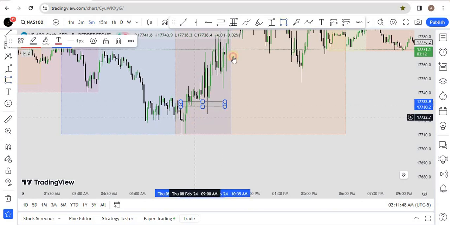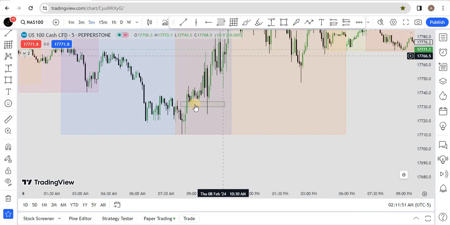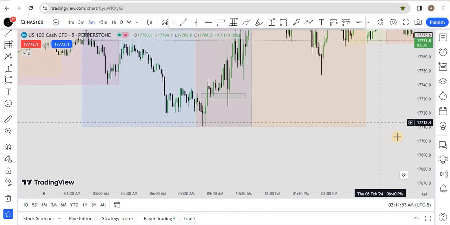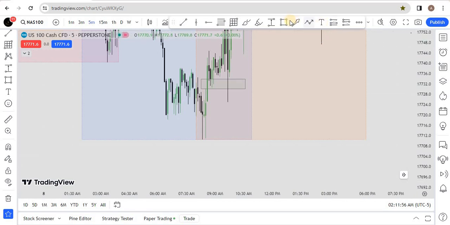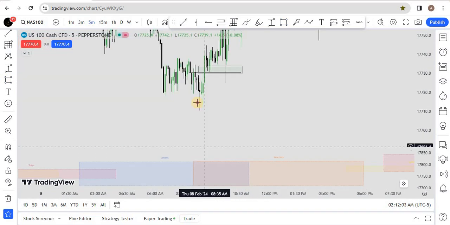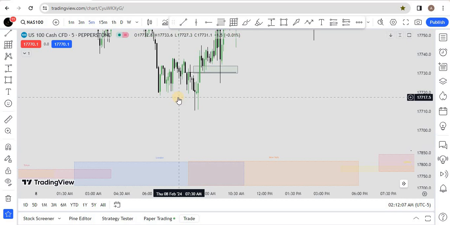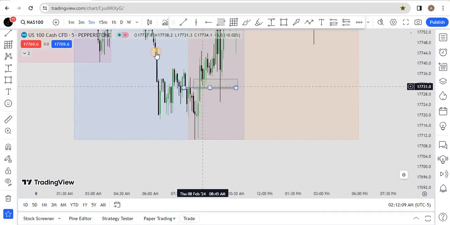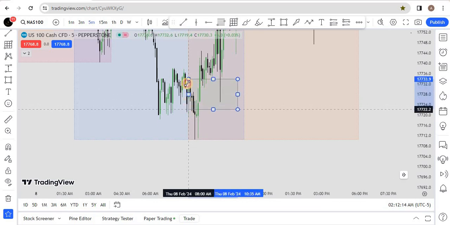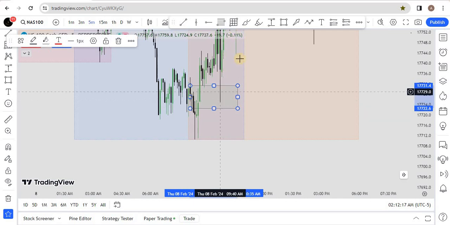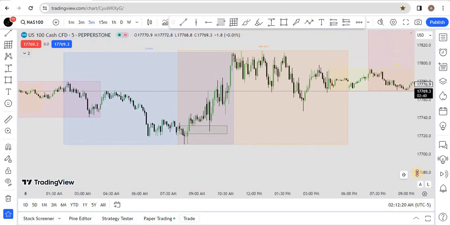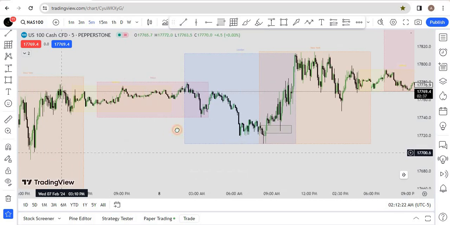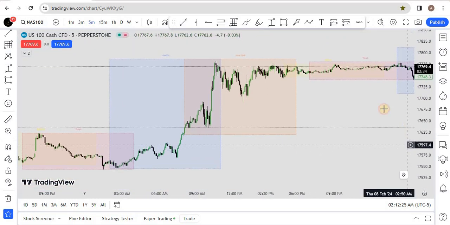And also we have an inversion fair value gap here, minor. Price taps and gives us a reaction. If you are not that kind of trader, you will also find a breaker. Price taps and gives us a reaction. So your homework is to practice these every day on your chart.